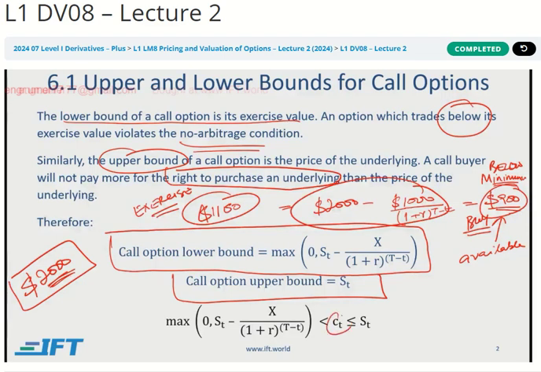So this option value, at the top it is bounded by the asset price itself, and at the bottom it is bounded by the exercise value of the option.